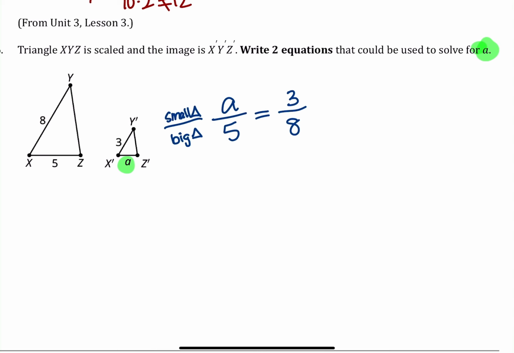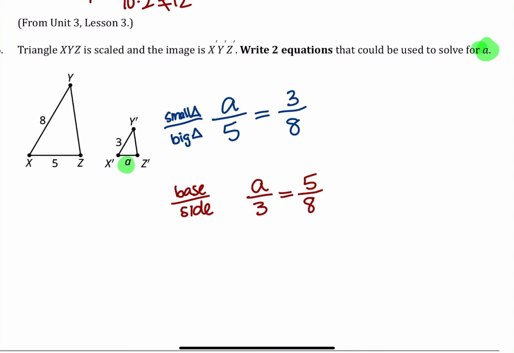The other way we could do this, and the direction doesn't quite matter, but we can compare within the triangle itself. So I can compare base to a side and base to a side, as long as I'm being consistent with which one I'm using. So I can say base over side and set this one up this way. And in this case, I would say A over 3 equals 5 over 8.